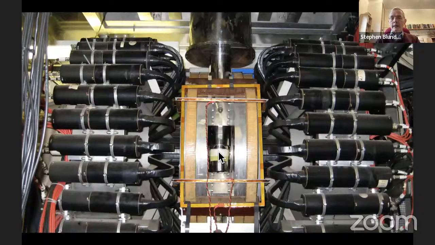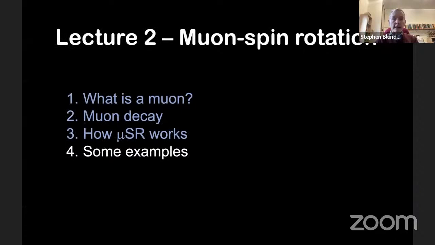Okay, so I've now gone through explaining some of the basics. What I propose to do for the rest of this lecture is go through some examples, so you can see how the technique works. And I will also try and explain why it's particularly useful.